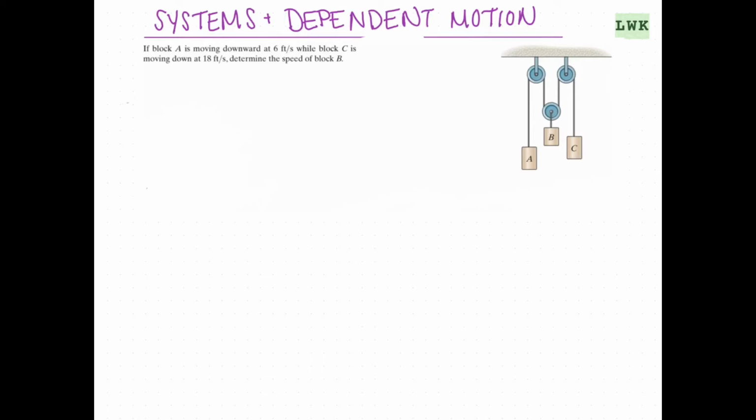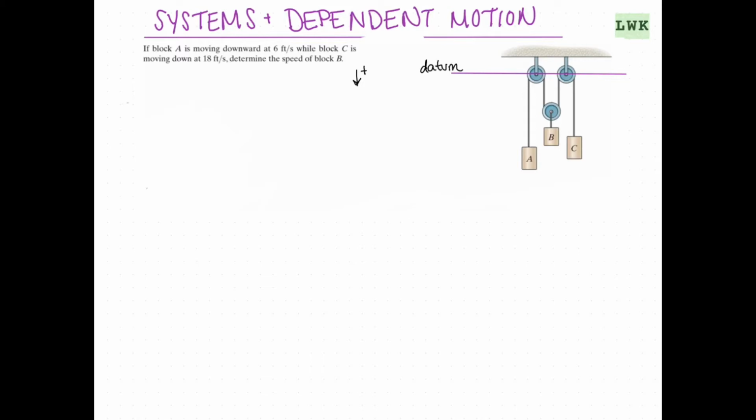So here we have block A moving down at 6 feet per second, and block C is moving down at 18 feet per second. And we want to find the speed of block B. For all of these problems, we're going to start by establishing our datum. This is just going to be the point that allows us to take the positions of each of these blocks, an equal point that we're going to use for each one. And we're also going to establish our positive direction as down.